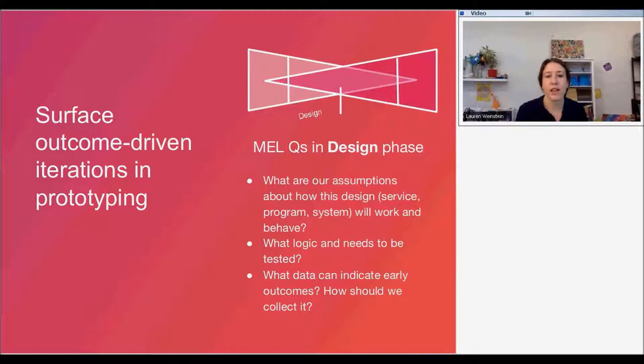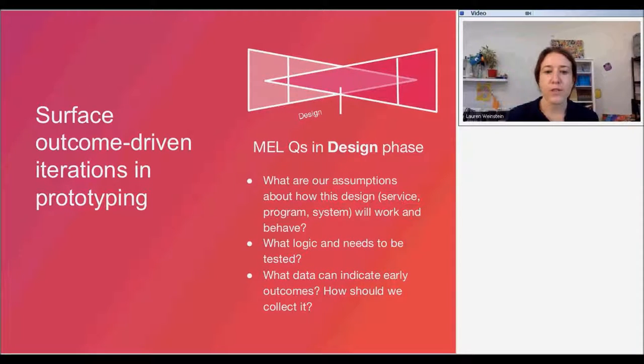So some of the things that we're looking at understanding during this phase is what are our assumptions about how this design will actually work and behave, and that might be within the service or the system or the program itself or amongst individuals. We really want to test the logic of our design. So if we say people are going to use these three services and it's going to help them build capacity in these ways, and then ultimately they're going to end up living happier, healthier, thriving lives, we want to make sure that all of that is not just an assumption on our part, that it's actually going to work. So that needs to be backed in evidence, and we also need to try things in the real world.